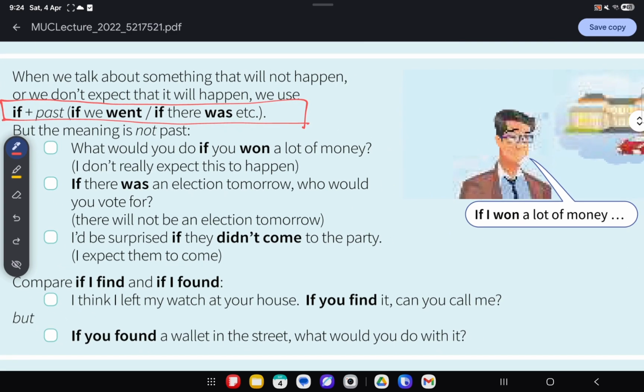If there was an election tomorrow, who would you vote for? There will not be an election tomorrow. I would be surprised if they did not come to the party. So in all sentences you see that the sentences are built into two parts. First, imagine the situation, what happened, and what is the result.